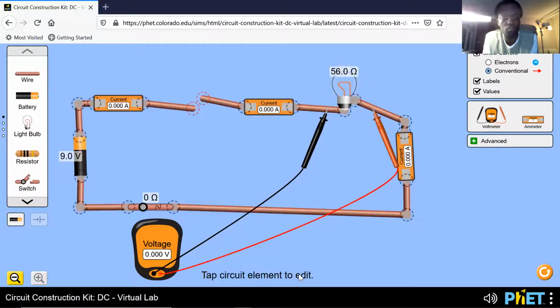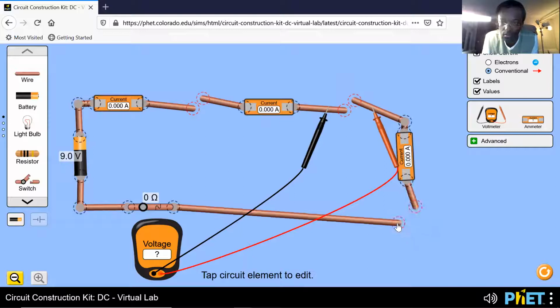All right. Let me remove this. Let me click on it. Remove it. So how do I do this? Cut this. All right. I include a new wire.